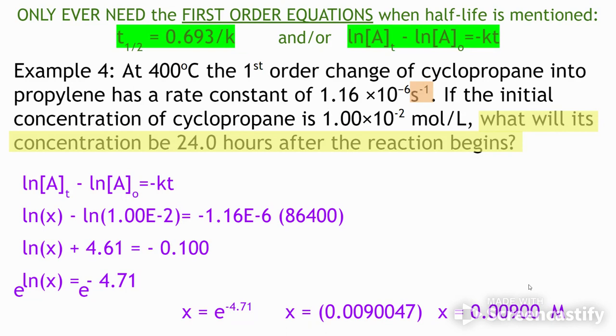So, lots of different types of questions we can ask depending on what types of information they give you with that half-life. But just when they say half-life or say it's first order, you should be looking at those two equations and deciding which or both do we need to solve that problem.